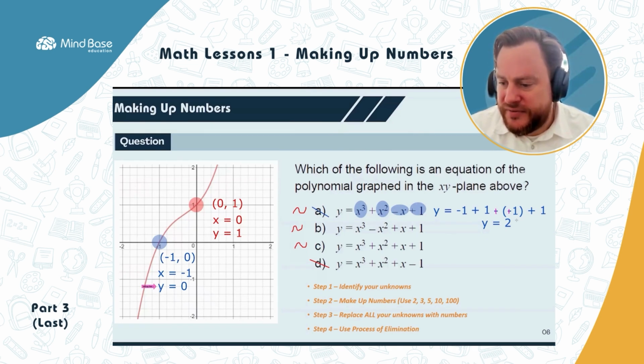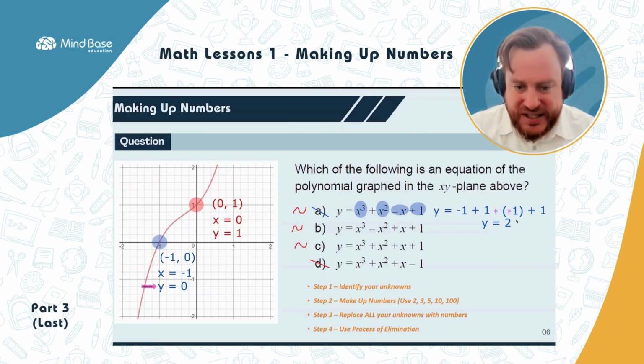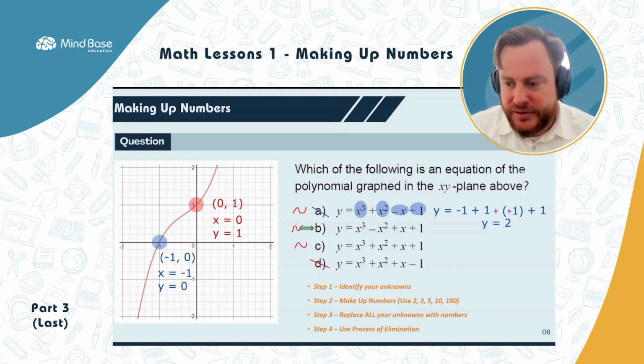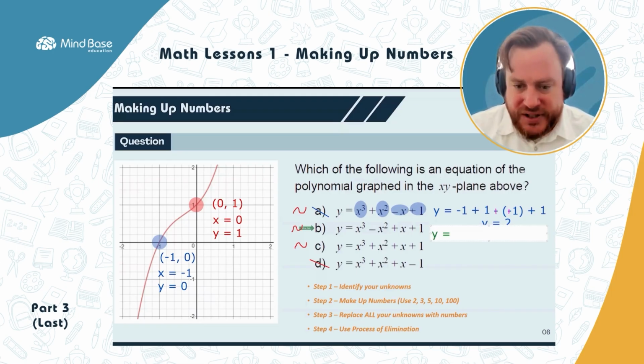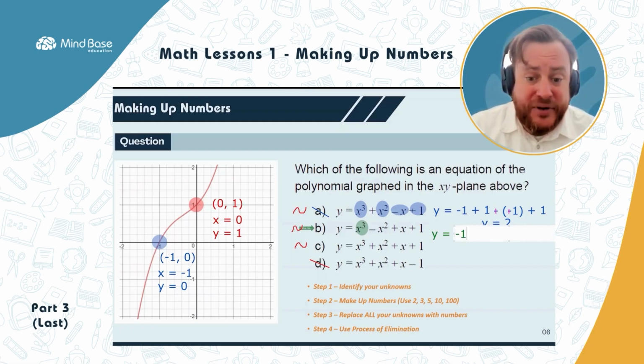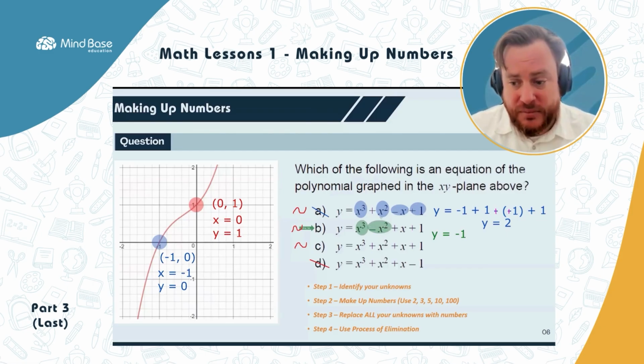Let's switch to a different color and let's try answer choice B. So B is going to give us y equals. Now, let's be careful here. We have x to the 3rd power, which is going to be -1. Now we have minus x squared. X squared is +1, but we're subtracting +1.